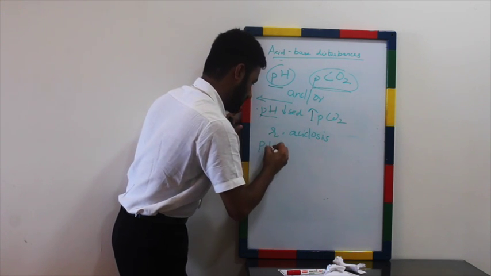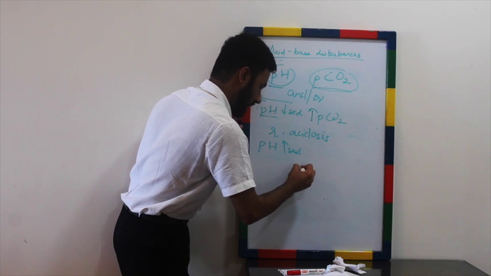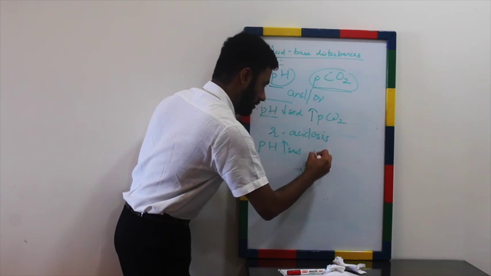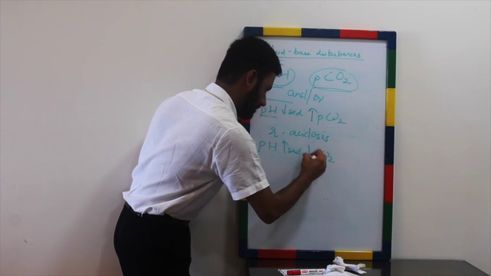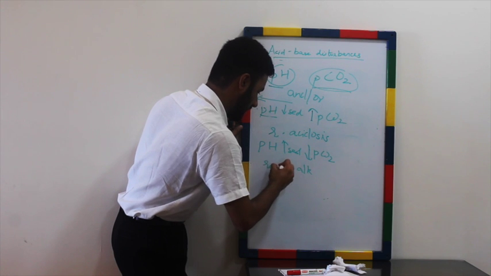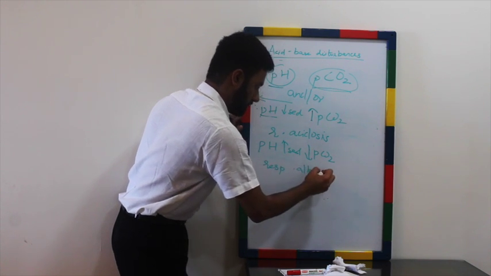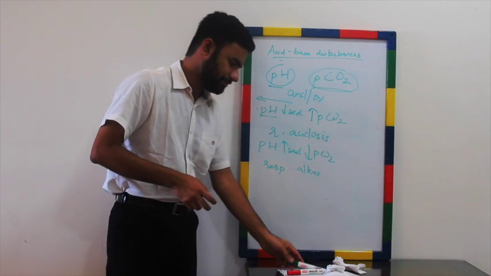Similarly, if your pH is increased, it's alkalosis. If the PCO2 is decreased, this is in opposite directions, so there is a primary respiratory alkalosis. Now all of these are accompanied by secondary responses.